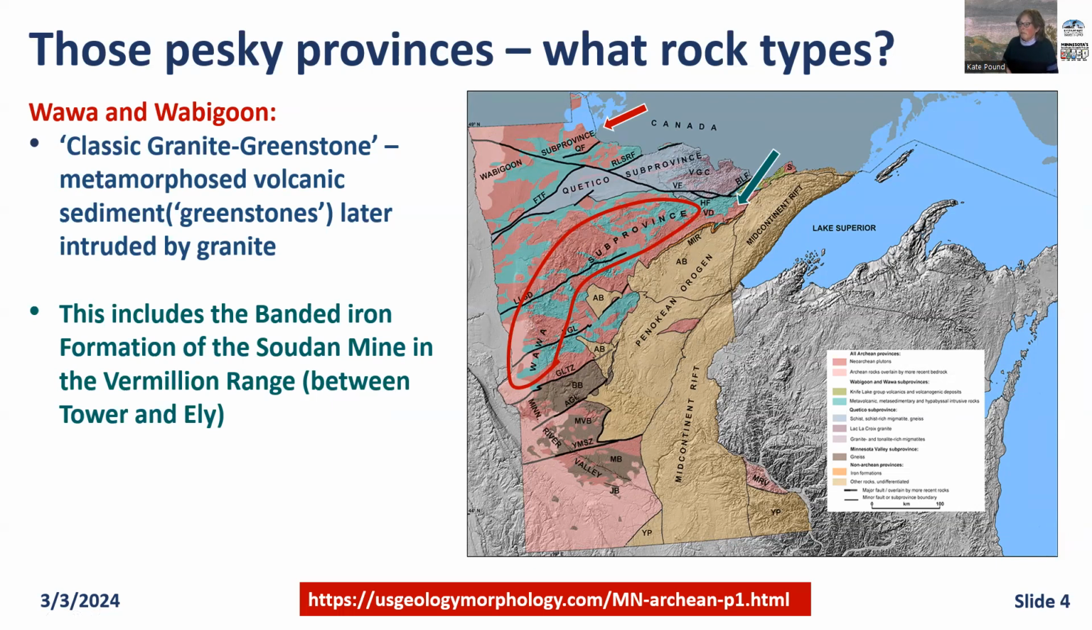That means they're composed of metamorphosed volcanic sediment that loosely gets called greenstone. That's a whole complicated separate topic. Essentially, it refers to sedimentary and volcanic material that includes chert sediments and extrusive volcanic rock that have largely all been metamorphosed to greenschist facies. Remember, metamorphic rocks. And then these greenstones have been intruded by granites. So these make up our classic granite greenstone belts.